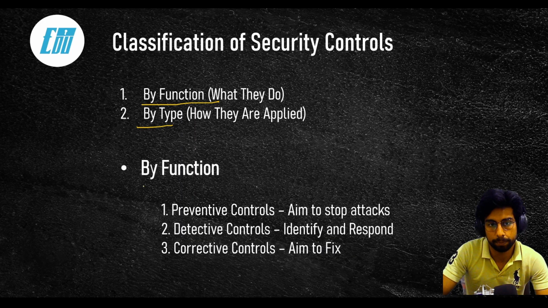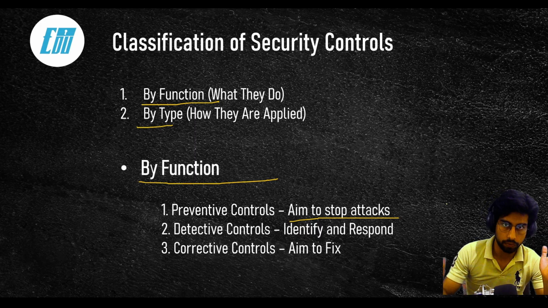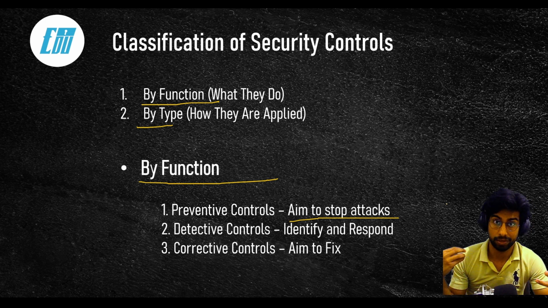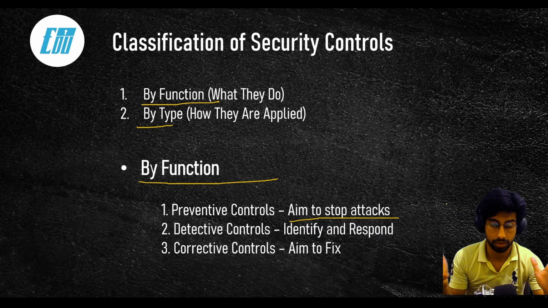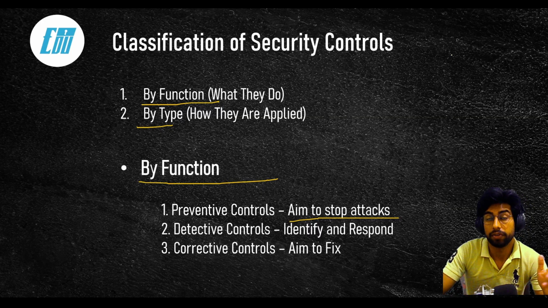So let's start with by function. By function, we mean what they do. We have three controls here, and the first is preventive controls, which aim to stop attacks. For example, if somebody wants to attack, your first priority is that they wouldn't be able to do that. There are lots of processes for that. You can put up firewalls, and if the firewall is good, the hacker will not be able to access it. They will not be able to enter the network and the system. It will be very difficult for them.